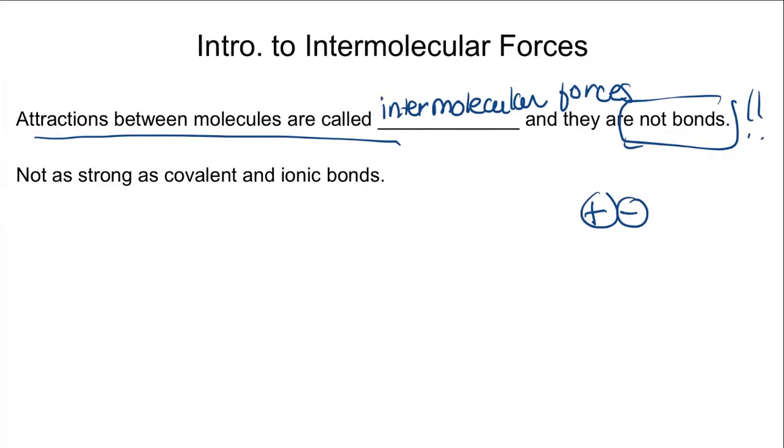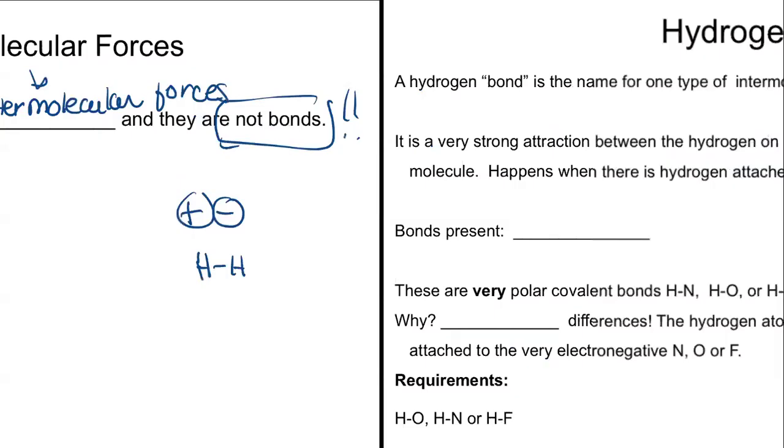If I had, say, hydrogen and hydrogen, that covalent bond, they're sharing those electrons evenly. These are very strong bonds. Intermolecular forces are not as strong as that, but they're attracted to each other, and they're going to dictate things like melting point, boiling point, solubility, all kinds of cool things.